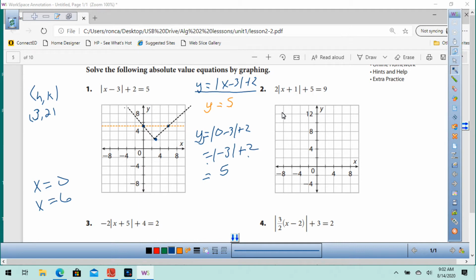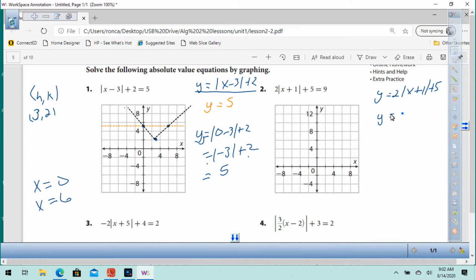What about this second one here? I think first, yeah, let's do that. We've got y equals 2 times the absolute value of x plus 1, plus 5, and y equals 9. Again, I'm going to do that in a different color. Y equals 9. So let's graph that.